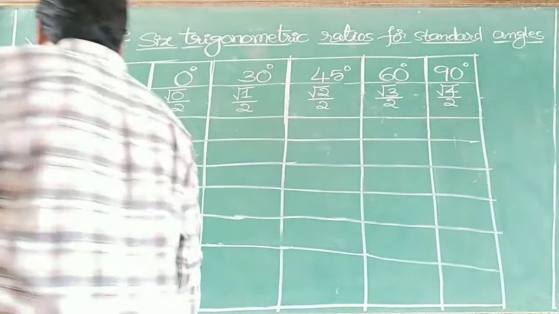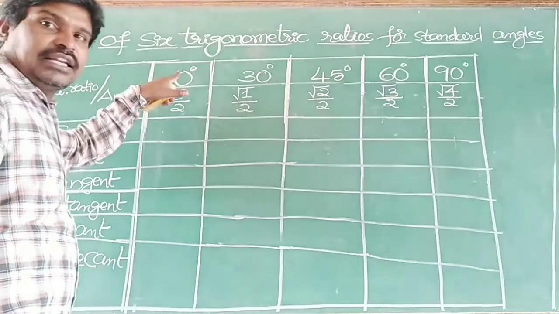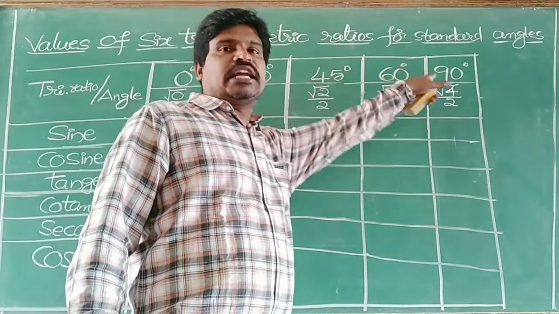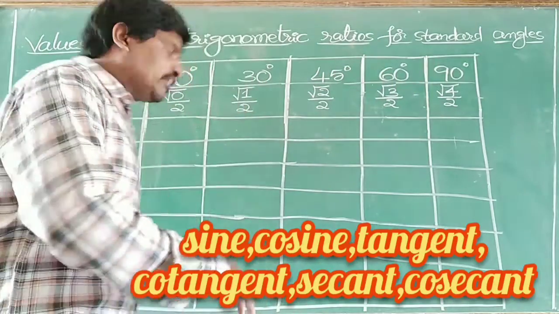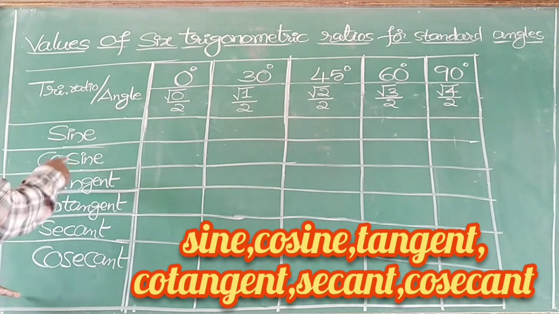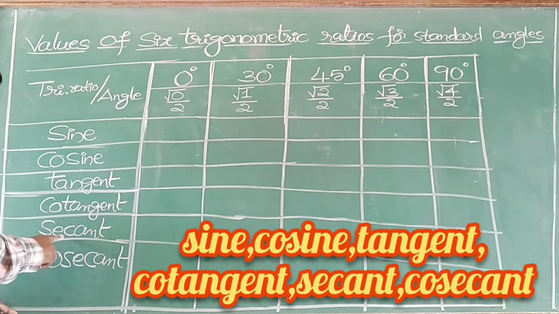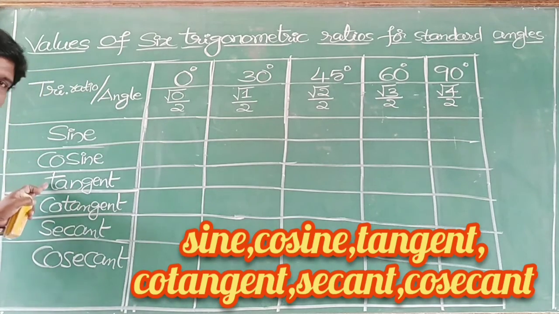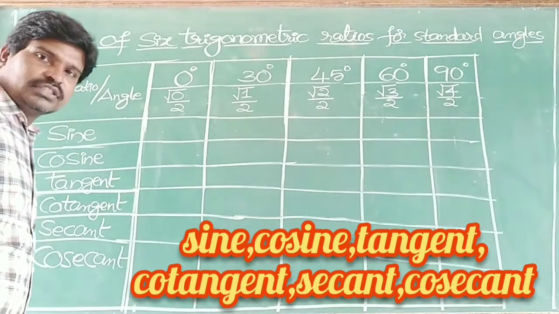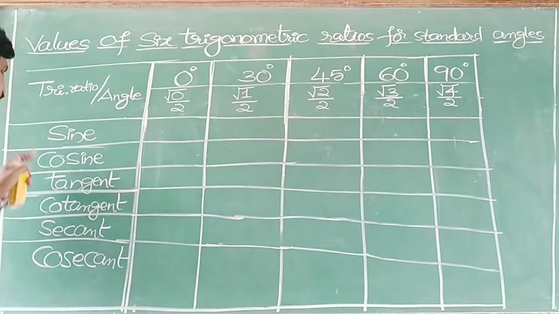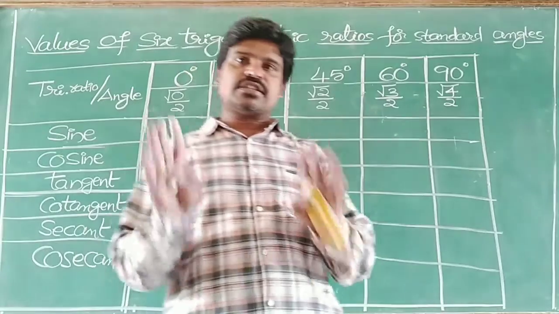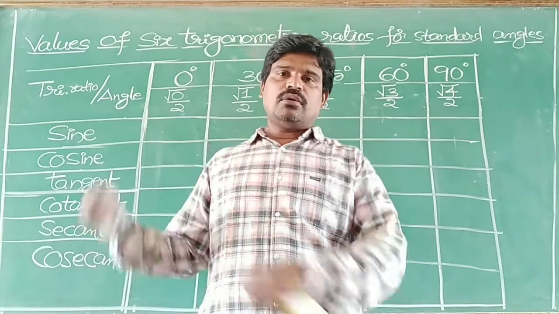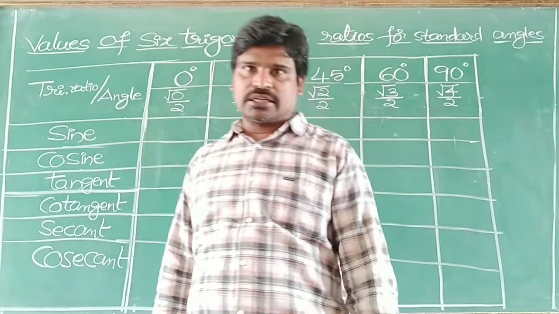Look here. First, the certain angles are 0 degrees, 30 degrees, 45 degrees, 60 degrees, and 90 degrees. Write the six trigonometric ratios in this way: sine, cosine, tangent, cotangent, secant and cosecant. Sine, cos, tan you write in order; the remaining three you can write in any order. First sine, next cos and then tan. Now we go through the trick to remember that.